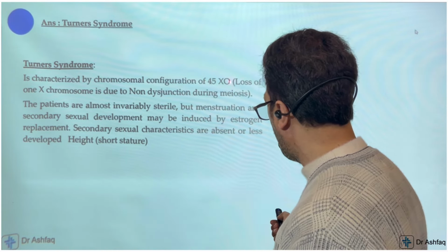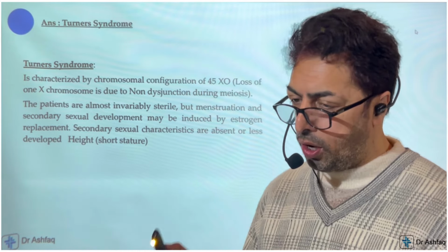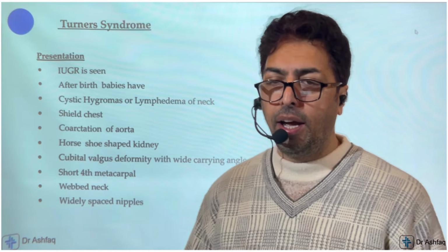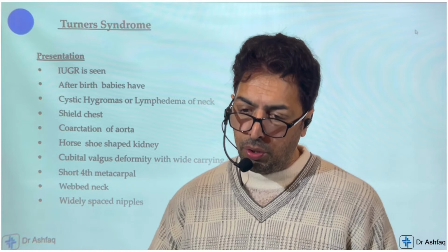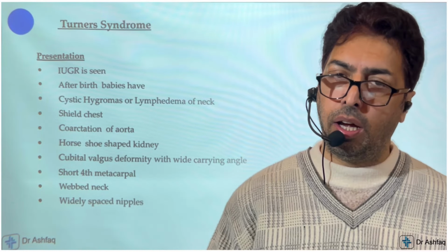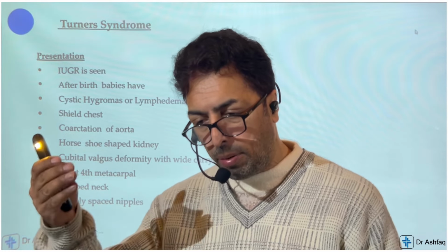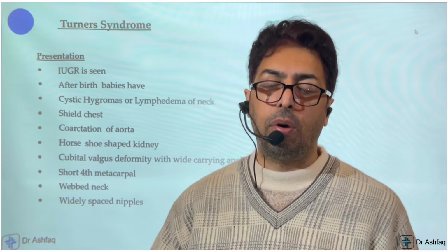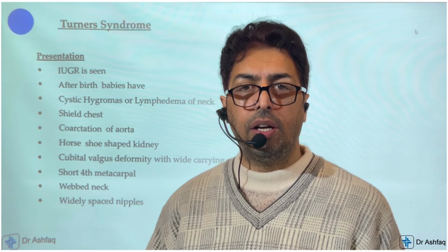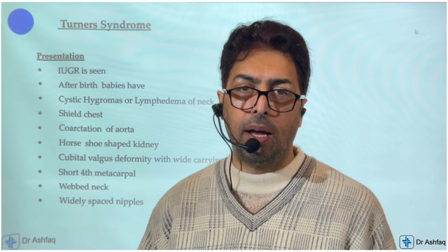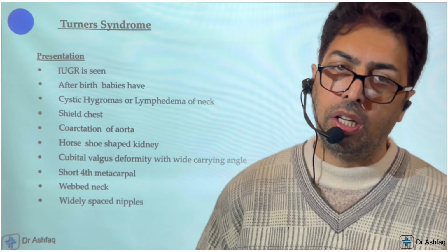Each and every word matters, and these patients present with primary amenorrhea, short height, dwarfism, and what are the other presentations: intrauterine growth retardation, cystic hygromas or lymphedema of the neck, webbing of the neck, shield chest is important. These are some of the things. Coarctation of aorta, very important association. Horseshoe kidneys, a very classical presentation as an incidental finding. Maybe sometimes you can pick up horseshoe kidneys and evaluate the patient. She will be Turner syndrome.